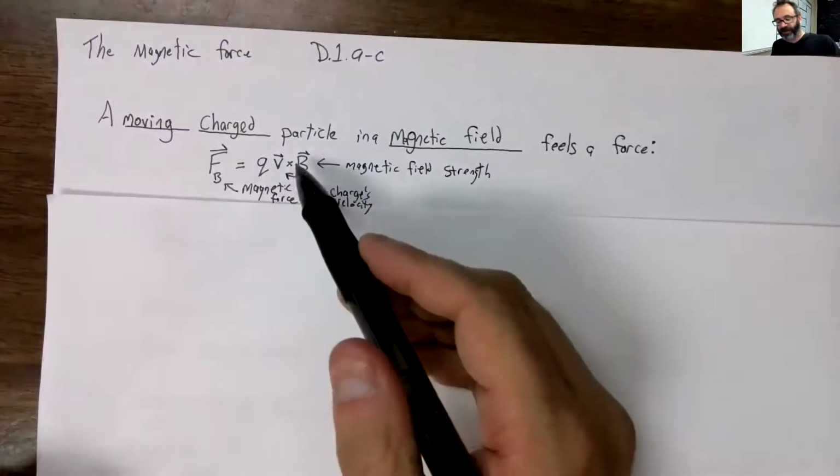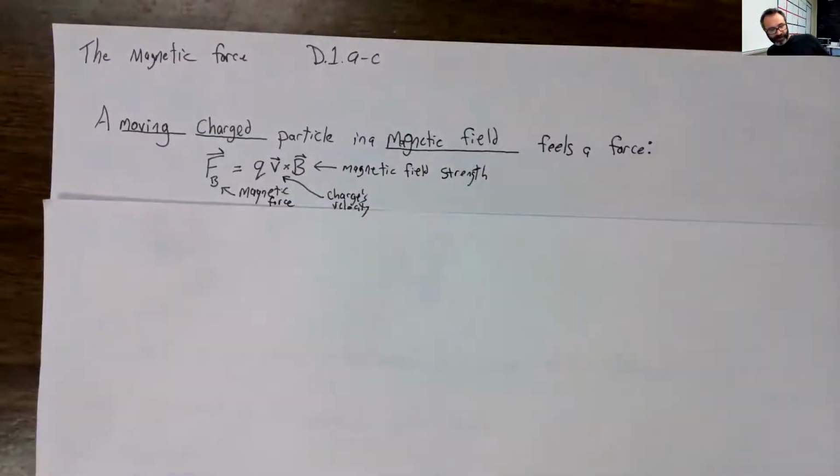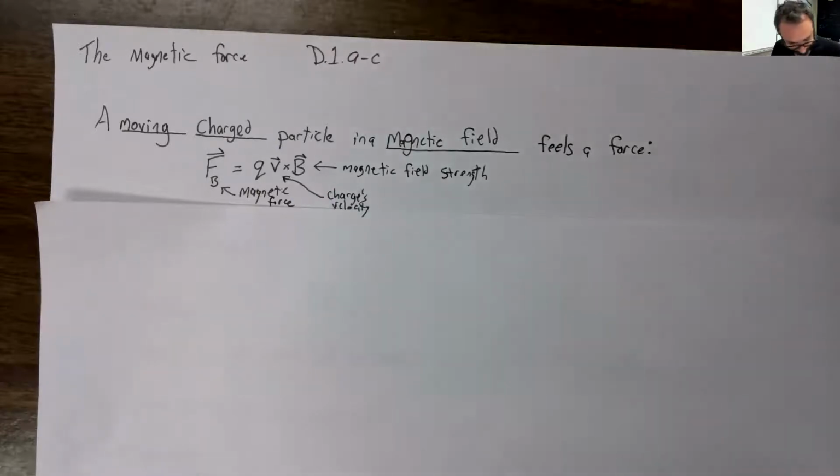And the B field we can think of right now is a lot similar to the electric field, right? It's a vector that occurs at every point in space. It's got a strength and a direction at every point in space, just like the electric field does.